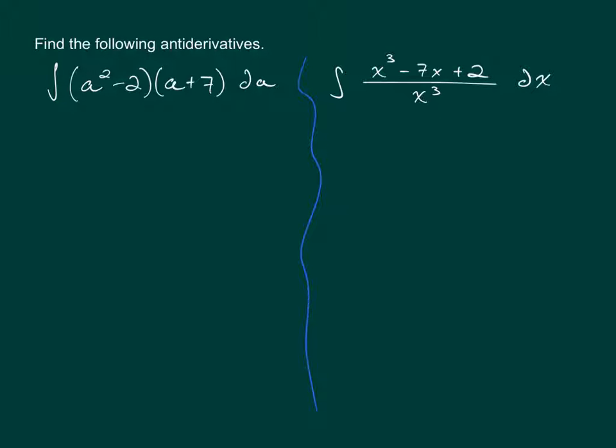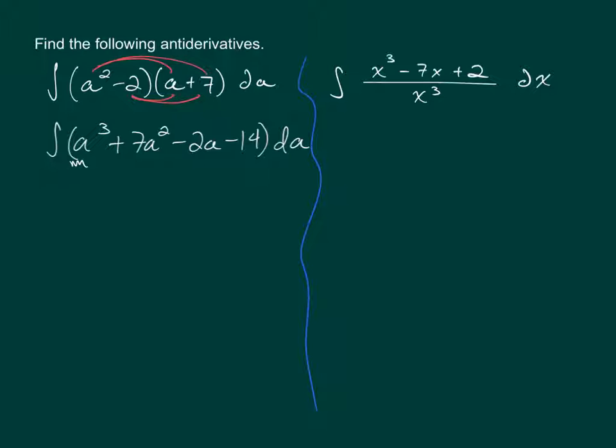And in order to get something that will give us power rule, we need to distribute these two expressions to one another. And when you do that, you'll see that you get the antiderivative of a cubed plus 7a squared minus 2a minus 14 with respect to a. And from here we can use the power rule to find the antiderivative. So I'm going to just look at each term individually.